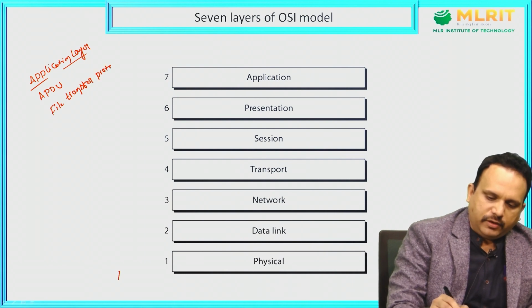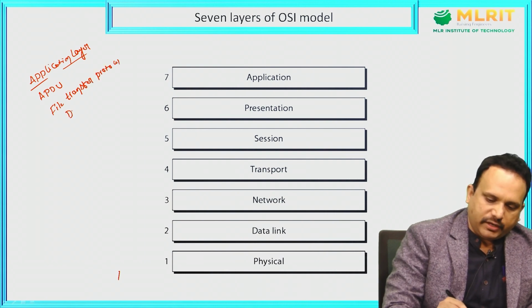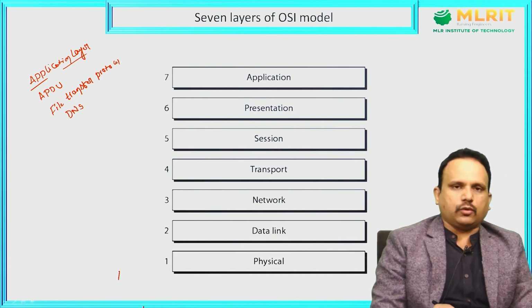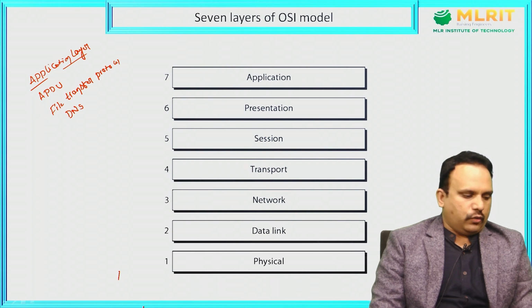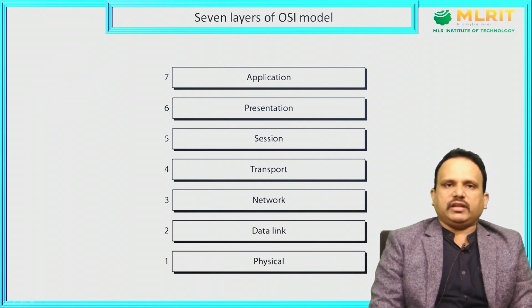So we will be discussing the DNS, domain name system. All these things we are going to discuss in this particular application layer. So this is the overview of the 7 layers of the OSI model.